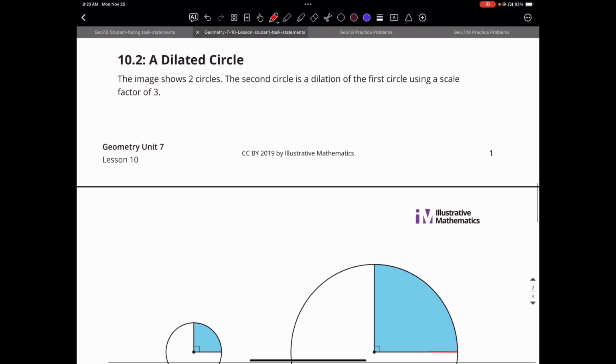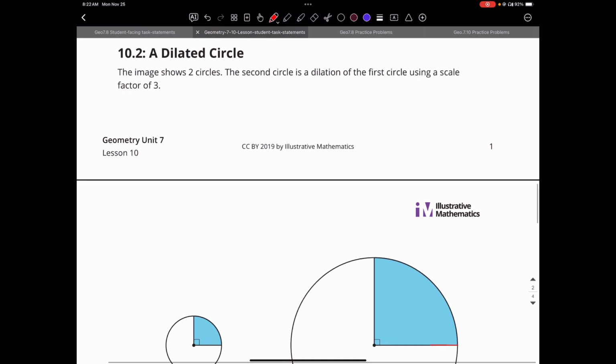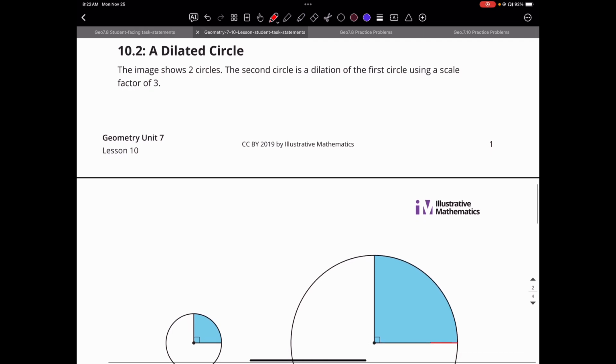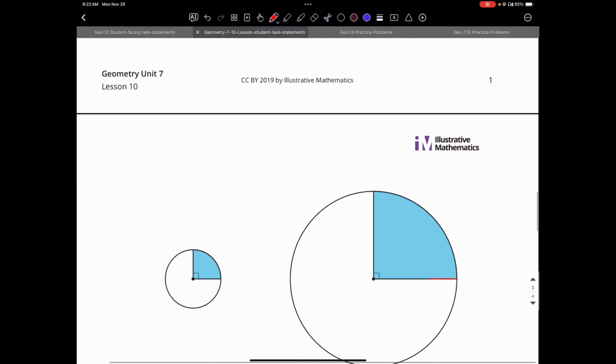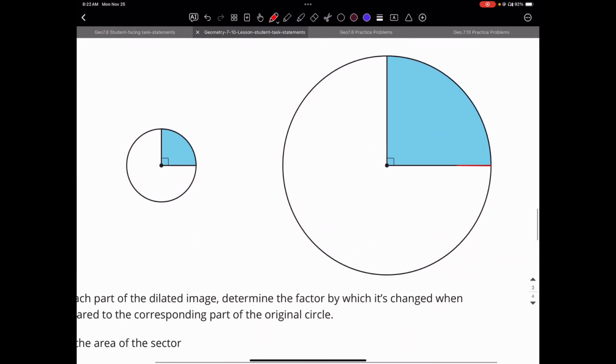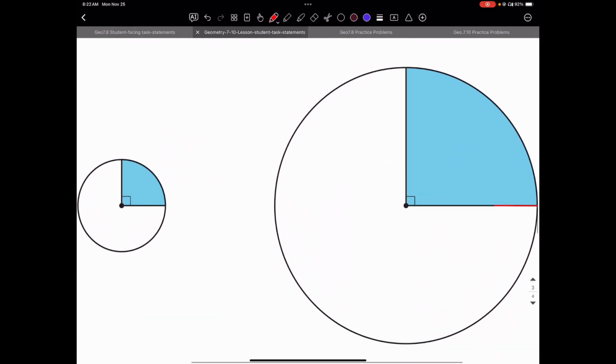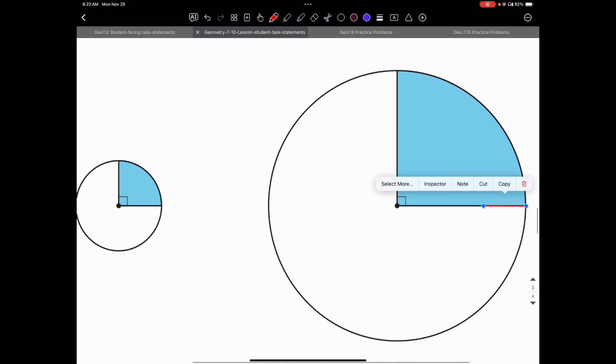10.2, a dilated circle. The image shows two circles. The second circle is a dilation of the first circle using a scale factor of 3. All right. So we look at these two circles.